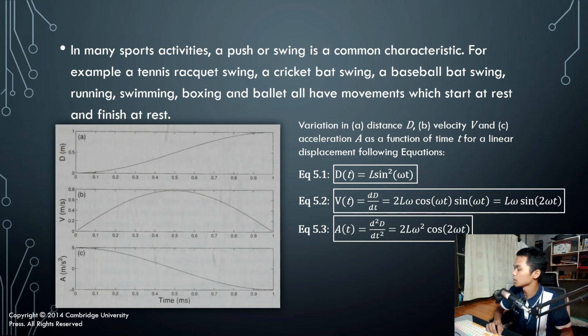Equation 5.3, this is our acceleration. A(t) is equal to second derivative of d over derivative of time squared. That is equal to 2 times L omega squared cosine open parenthesis 2 times omega times time close parenthesis.